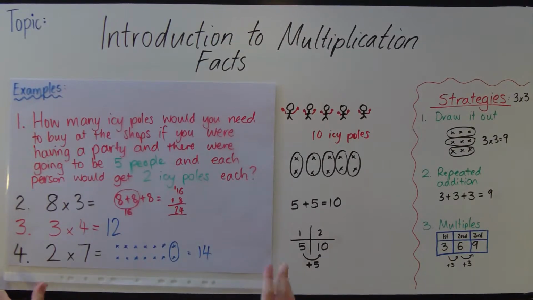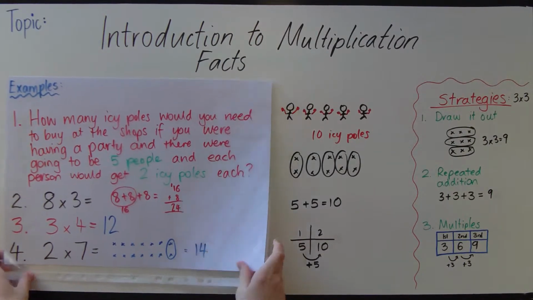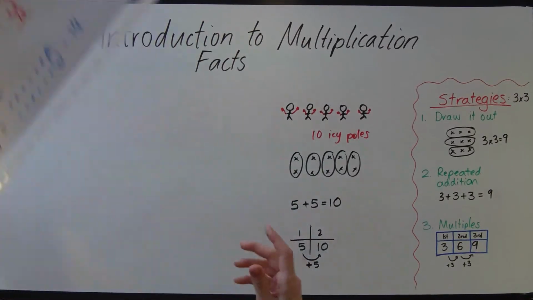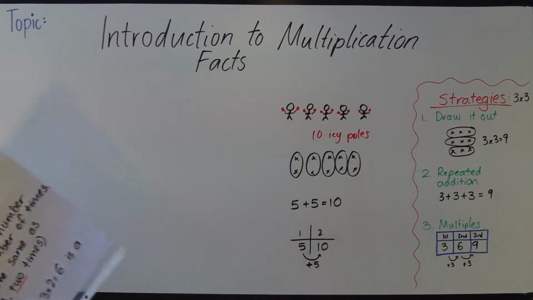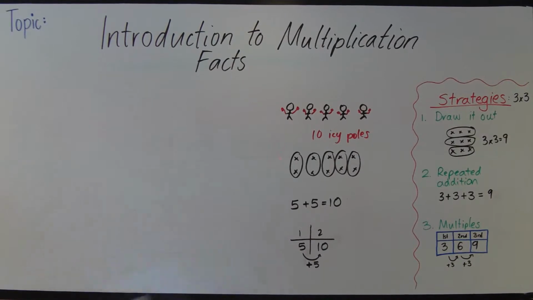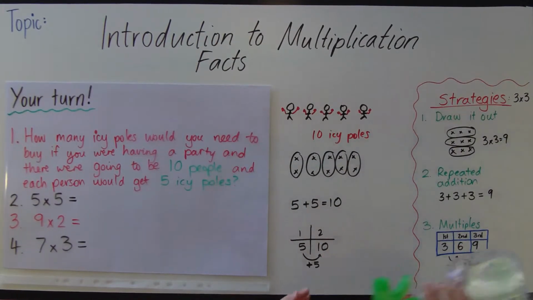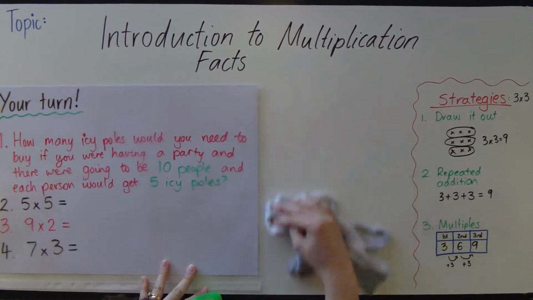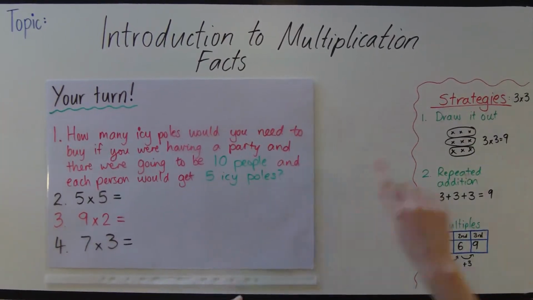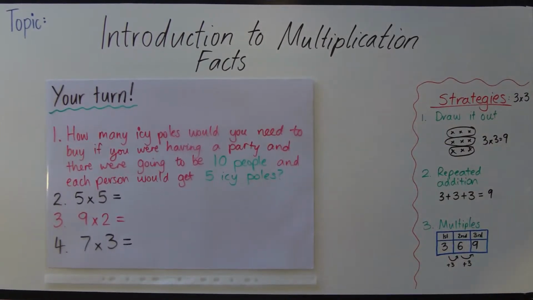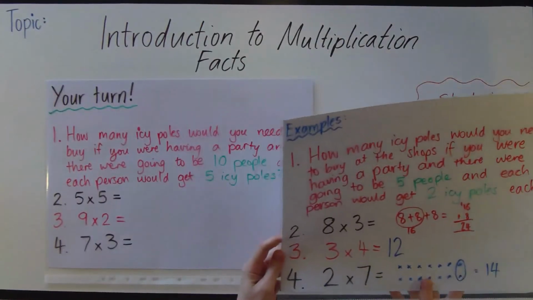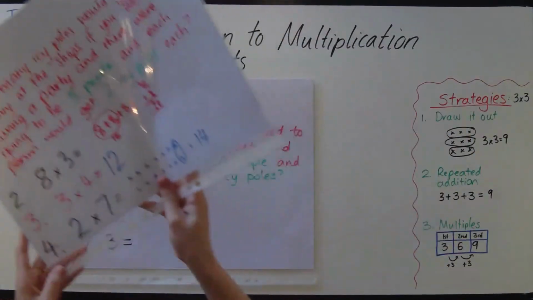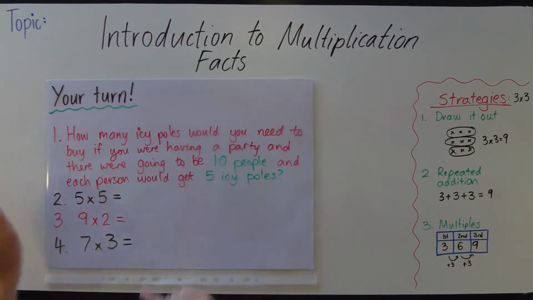So remember at any point to stop the video and rewind back if you need some more help or to watch it again. So now I'm going to give you some questions to work out on your own. It's your turn now. I need you to try and figure out the answers to these ones on your maths homework sheet. The first one says, how many icy poles would you need to buy if you were having a party and there were going to be 10 people and each person would get 5 icy poles? Remember, it's pretty much identical to the last one, so rewind the video if you are not sure how to work this one out.